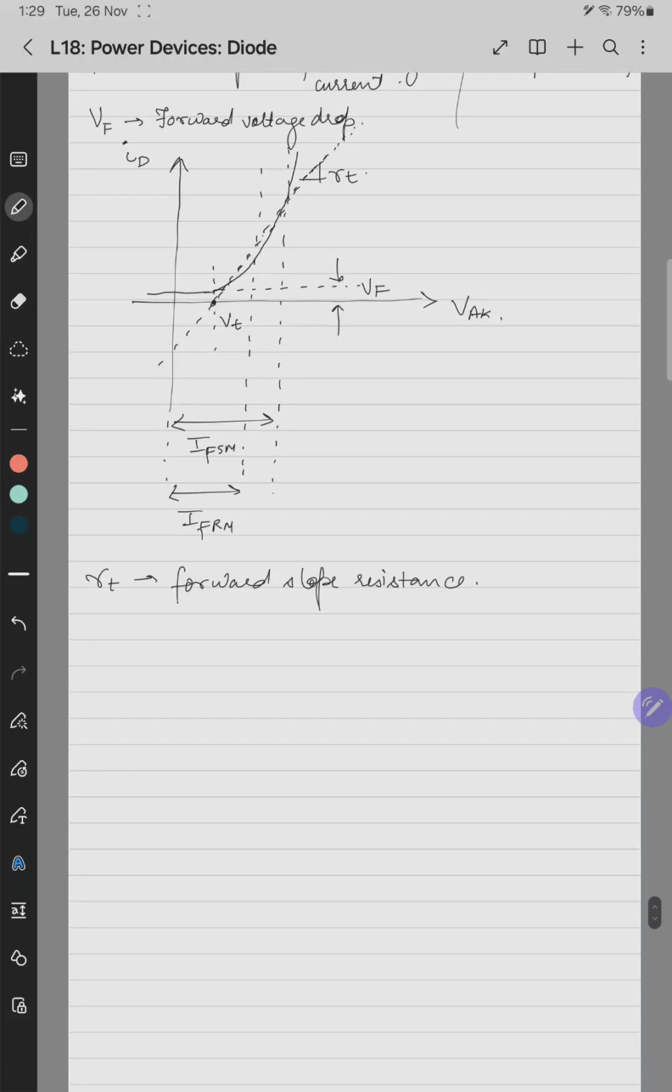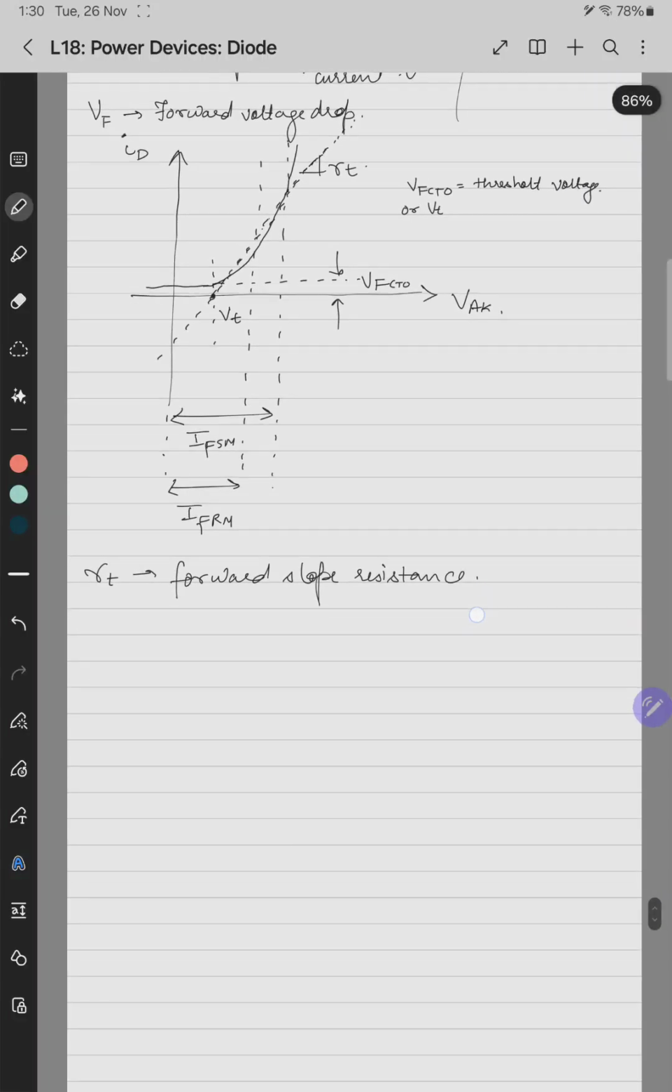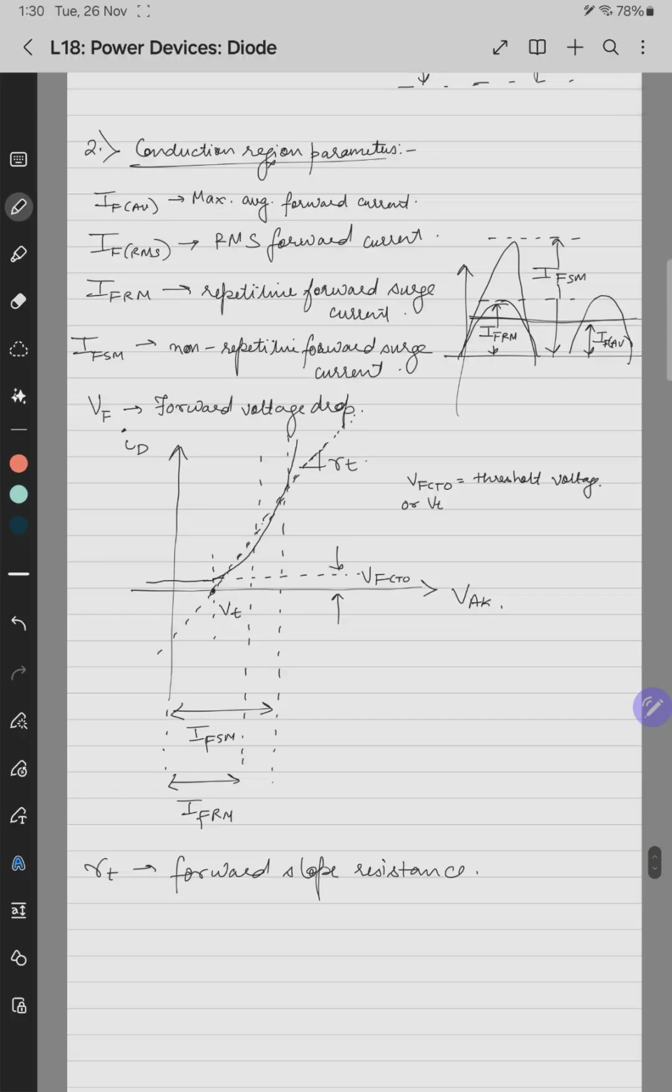So the on-state equivalent circuit of a diode. Actually this is not VF, this is VF(TO). So I forgot, VF(TO) is nothing but the threshold. VF(TO) or VT, nothing but the threshold voltage. And VF is nothing but the forward voltage drop of the diode.